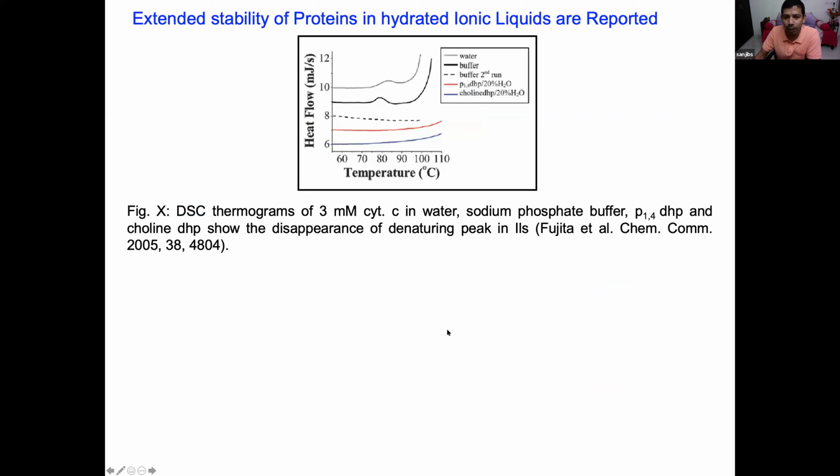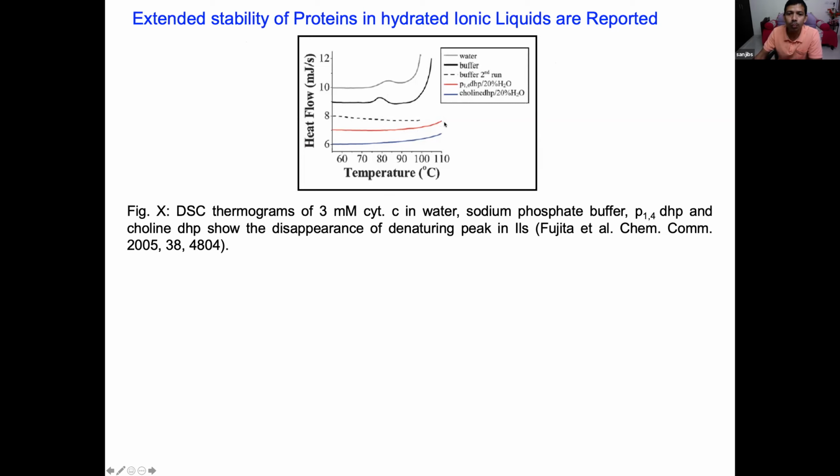Then moving to the application of IL water. There are quite a few reports that proteins have enhanced stability in ionic liquid water binary solutions. This is one example by Fujita et al. in 2005, where they studied cytochrome C protein. If you increase the temperature to about 80 degrees in water as well as in buffer, the protein denatures. But in IL, red is one IL, blue is another IL, the protein cytochrome C remains quite stable even at high temperature.